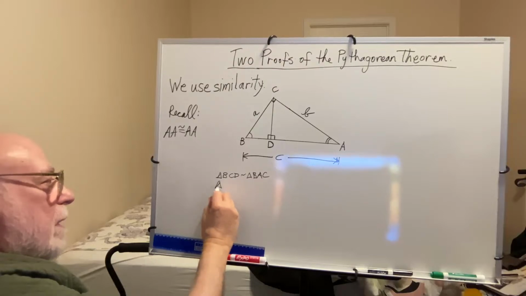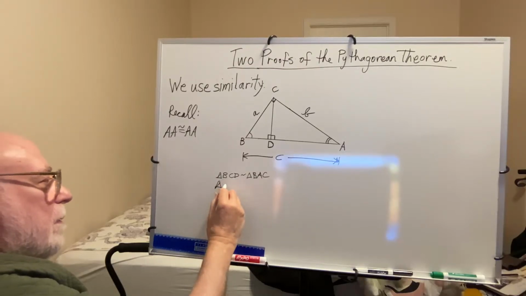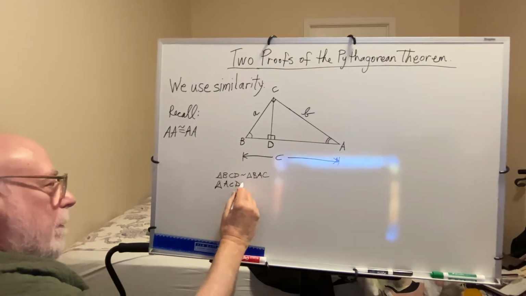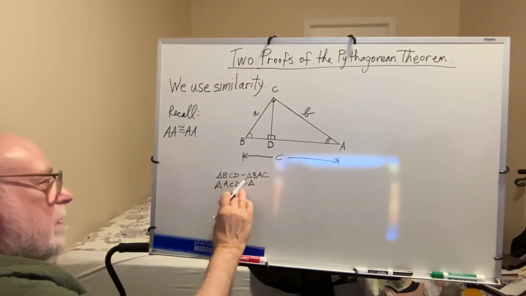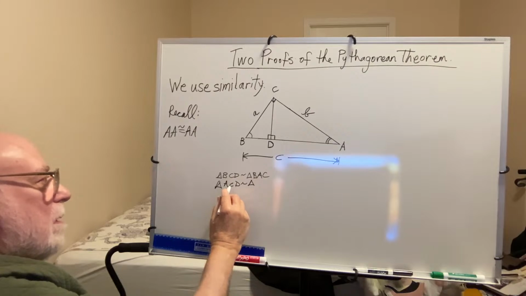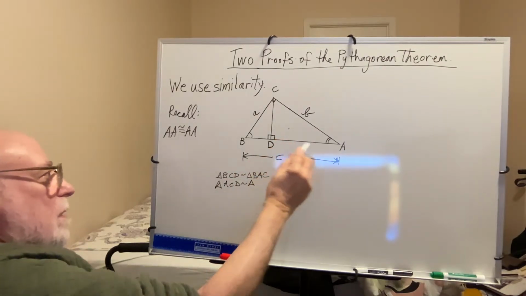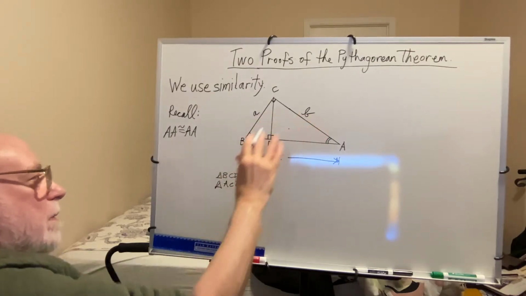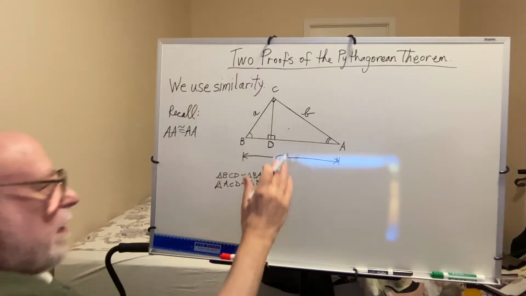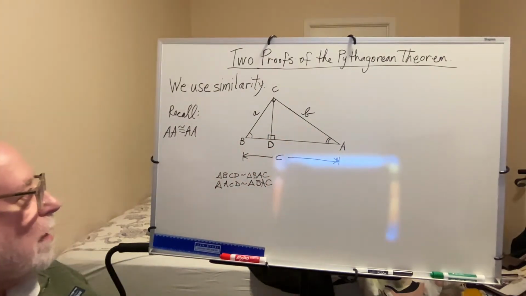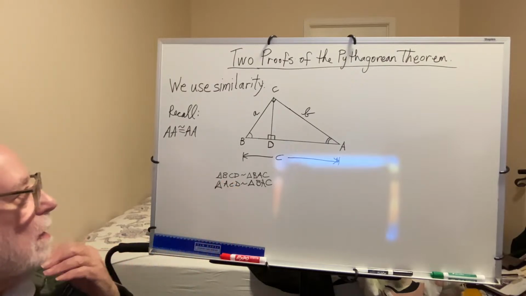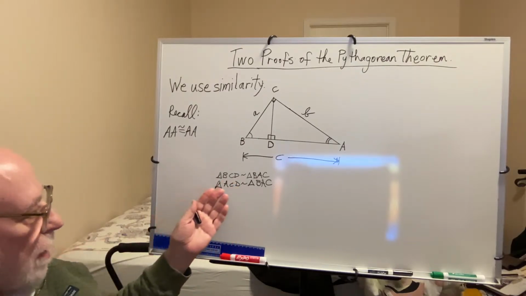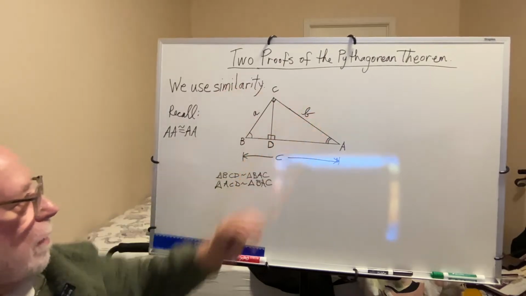And then we also have that the triangle ACD is similar to triangle ACB. The right angle is at C in the big triangle, and the right angle is at D in the little triangle here. So all three triangles are going to be similar because similarity is transitive, reflexive, and symmetric. So the two little ones and the big one are all similar.